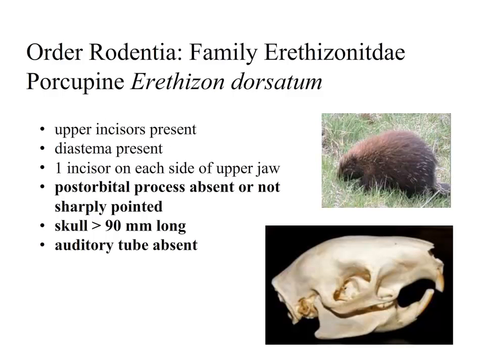The next, still in the same order, Rodentia, is the porcupine. So the porcupine has upper incisors, of course, for chewing wood. A diastema is present, one incisor on each side of the upper jaw. It's sharply pointed in terms of a post-orbital process, so you can see that present on the image. The auditory tube is not present, so very similar incisor structure to a beaver, but there are no auditory tubes. So that's one of the key things we would use to identify a porcupine.